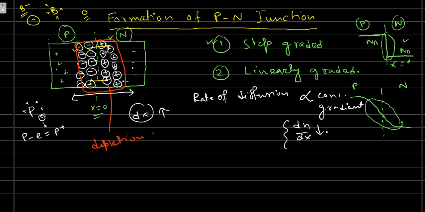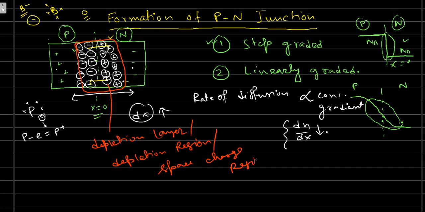The name of this layer is depletion layer, or depletion region, or space charge region. So those are different names of this region: depletion layer, depletion region, or space charge region. Okay. Anyways, so now it is clear that when the holes or electrons are moving, the depletion layer will be created.